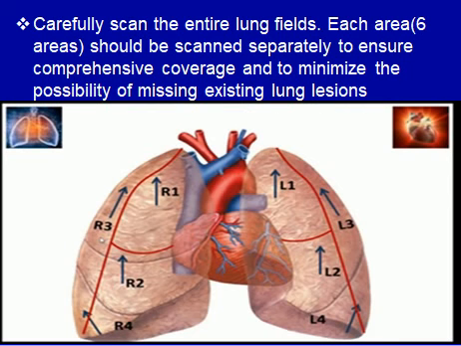We divide the lung into six areas, each lung: upper anterior, lower anterior, and lateral posterior.